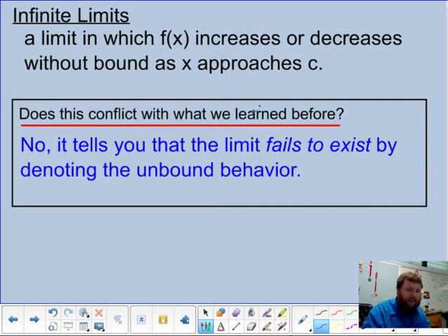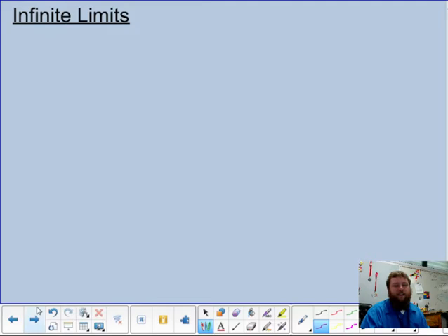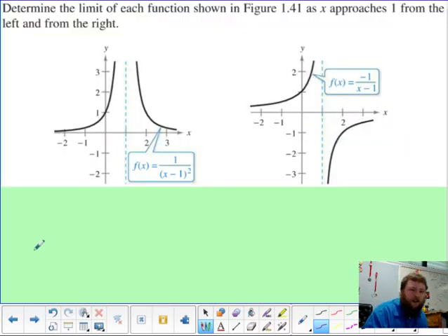But when you say positive or negative infinity, it says the limit fails to exist by saying that, hey, it's going to negative or positive infinity, so it still doesn't exist, but we're saying why it doesn't exist, because it's going to positive or negative infinity. So there's the subtle difference. Okay, let's keep going.